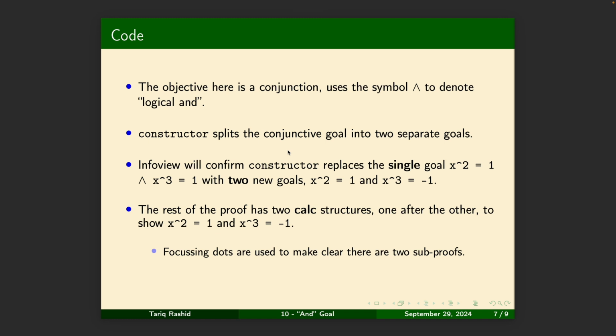That was a short video because a conjunctive proof objective is not that interesting. You just have to prove everything in it one after another. So the main new thing that we learned today is about the constructor instruction that splits a conjunctive goal into separate pieces.